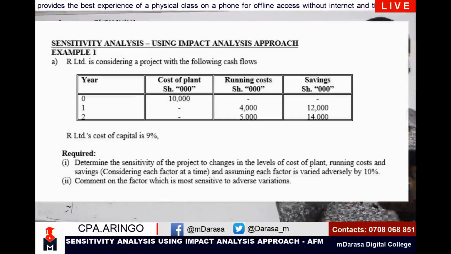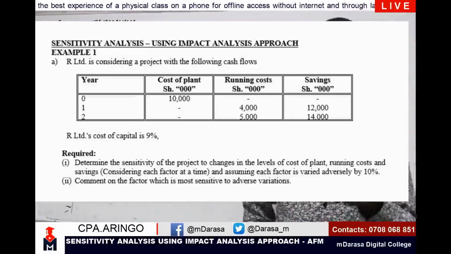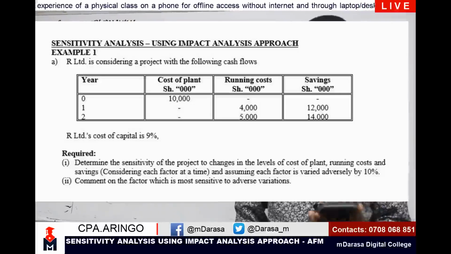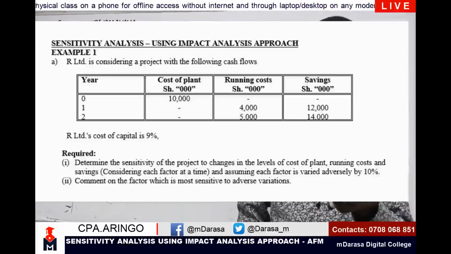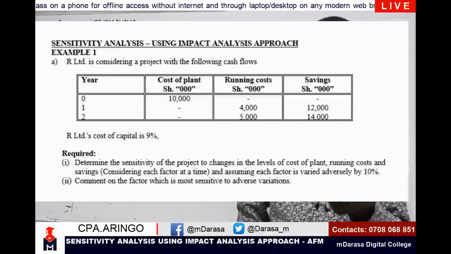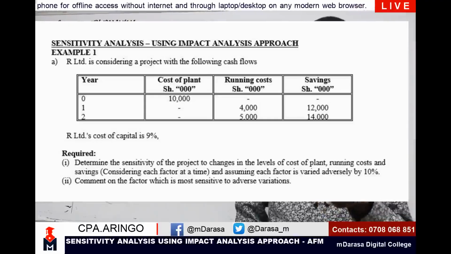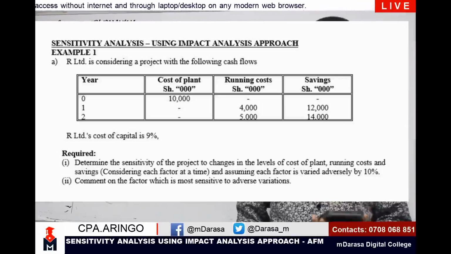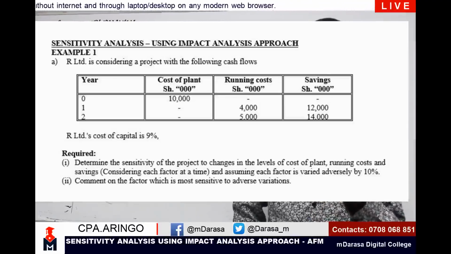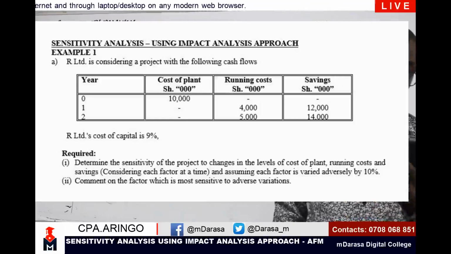These are what you're told, that R Limited is considering a project with the following cash flows. I'm given our cash flows. In this case, I'm having year 0, 1, and 2. I'm given a cost of plant, running cost, and I'm having savings as well. So R Limited's cost of capital is 9%. That is what the examiner has given us.